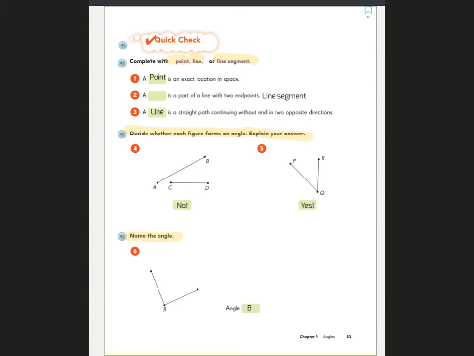Did you try it on your own? Great. If you did, you should have ended up with the name angle B. The endpoint of the angle has been named with letter B, so we can just go ahead and call that angle, angle B.